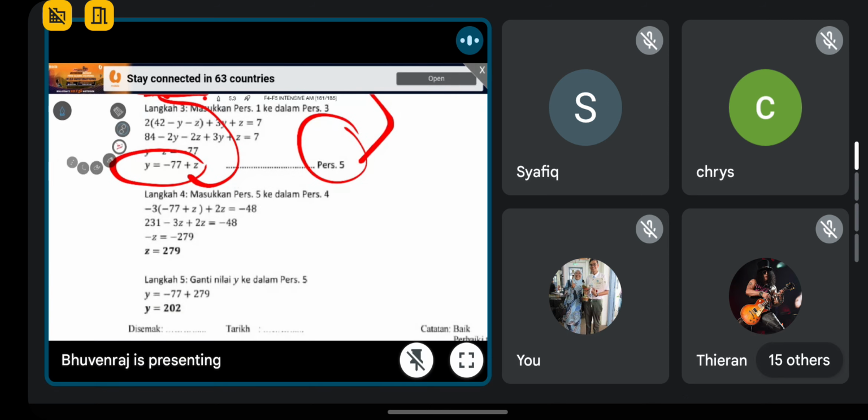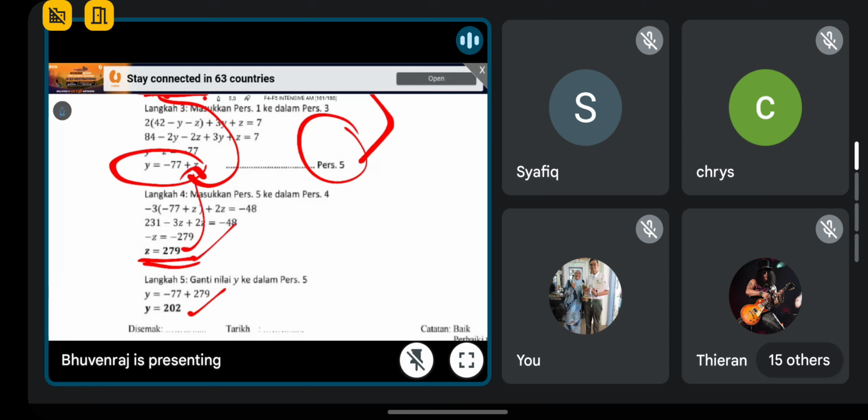You already eliminated the Y. Okay, so you see you will get the same answer. Jawapan sama. Lepas tu kamu gantikan balik. Gantikan yang ni dalam yang ni. You substitute the Z inside your fifth equation. Okay, lepas tu kamu akan dapat Y.